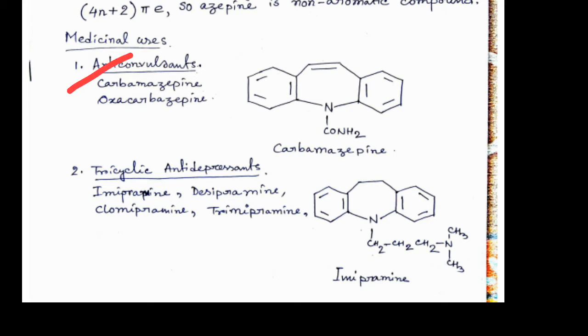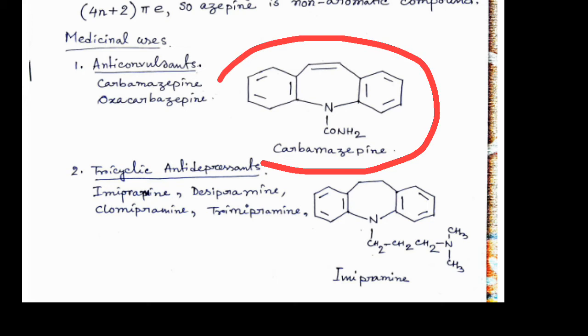Now what is the importance of azepine rings? First of all, in medicine, the medicinal use is as anticonvulsants. Among the anticonvulsants, the examples of azepine derivatives, the first one is carbamazepine, and the second one is oxcarbazepine. Oxcarbazepine and carbamazepine are important drugs.